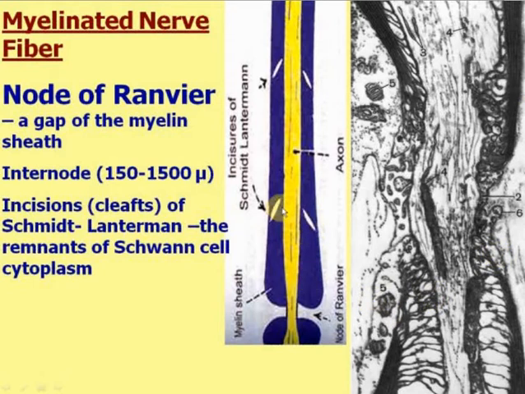There are also incisions of myelin, incisions of Schmidt-Lantermann. These are gaps of the myelin sheath, the remnants of cytoplasm of Schwann cells which are not stained by osmium. These are the incisions of Schmidt-Lantermann in the myelin sheath.